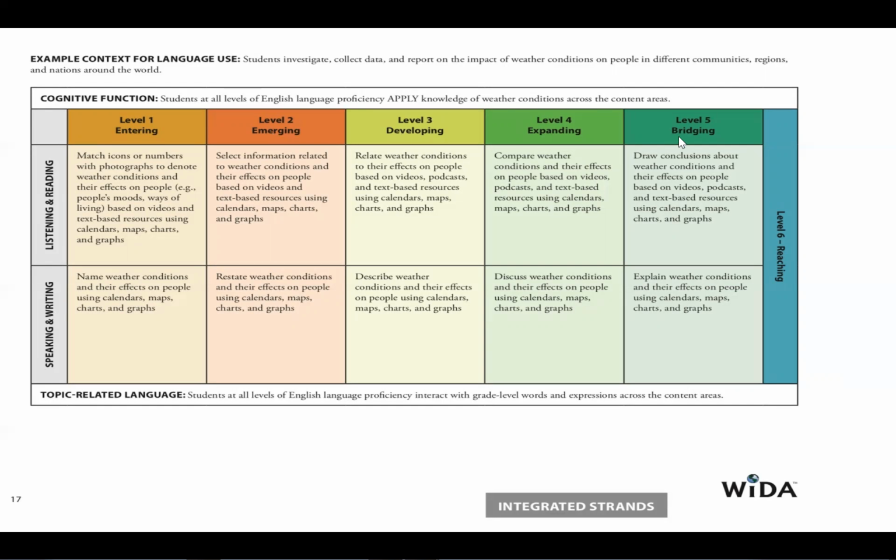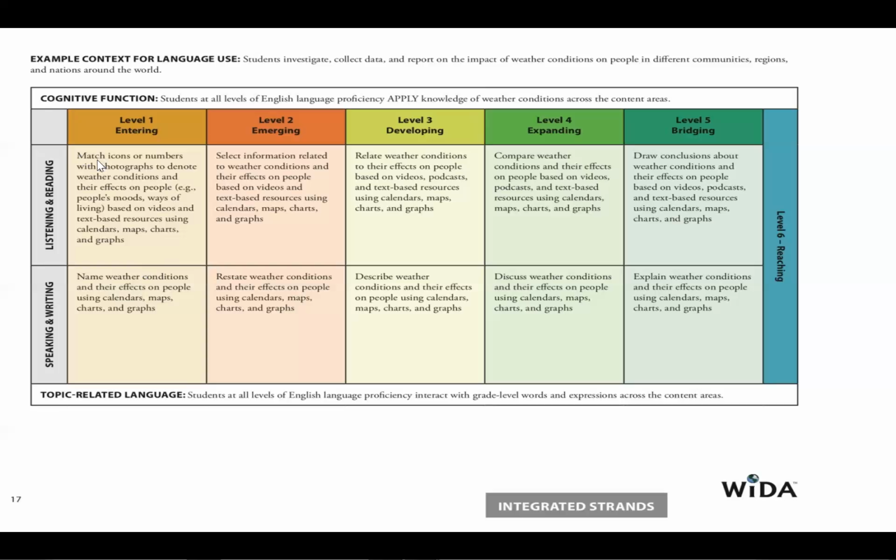expanding, level 5 bridging. Okay, in listening and reading, for level 1 entering, students will match icons or numbers with photographs to denote weather conditions and their effects on people, for example, their moods, ways of living, based on videos and text-based resources using calendars, maps, charts, and graphs.